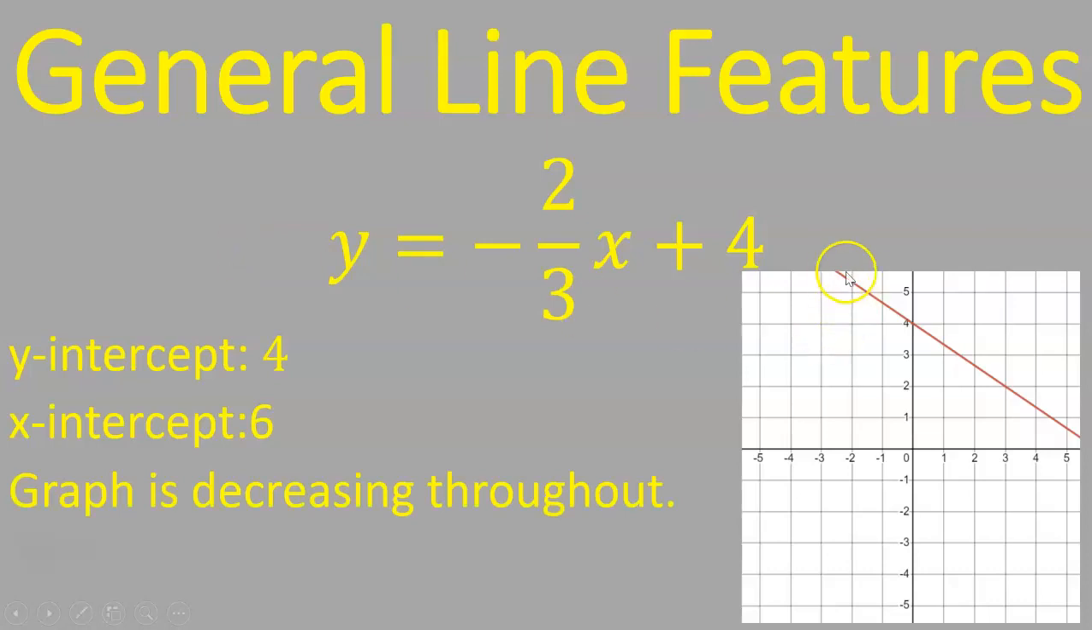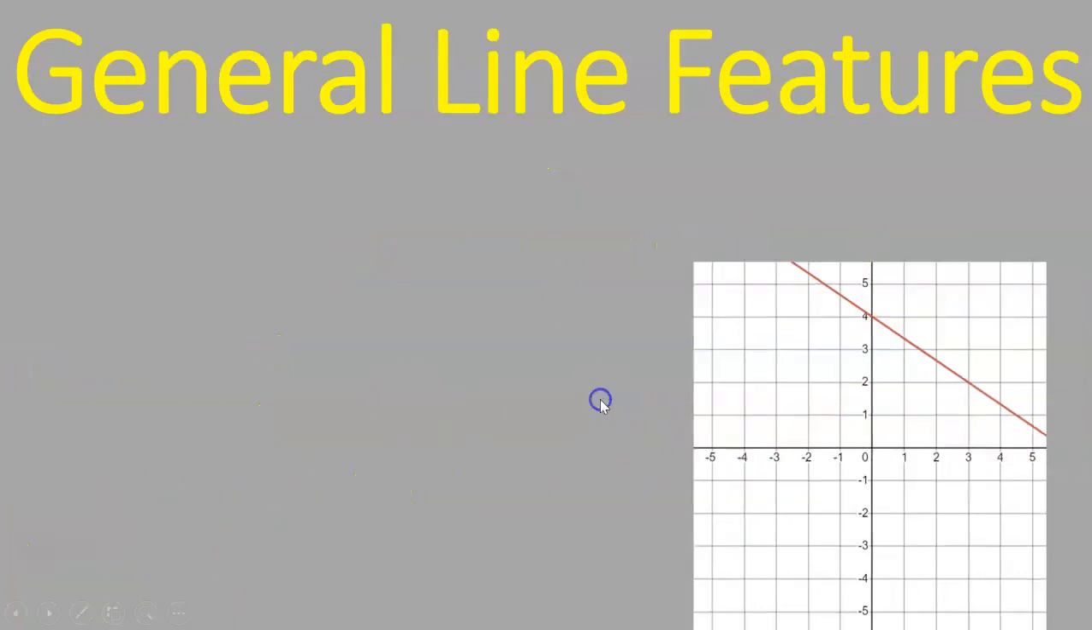Graph is decreasing throughout. Remember, you read left to right, so it's going down. It's positive when x is less than 6. Again, you can't quite see where it intersects, but what you're looking at is always positive. To be positive means you're above the x-axis. It has nothing to do with the y-axis. You're going to be negative when you get beyond 6, which again, you can't see here.